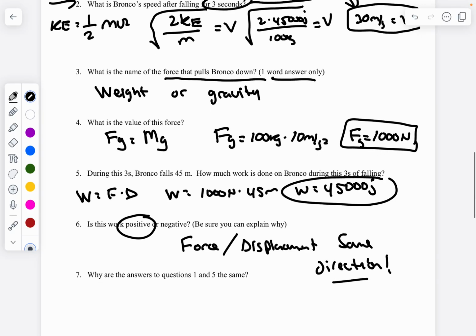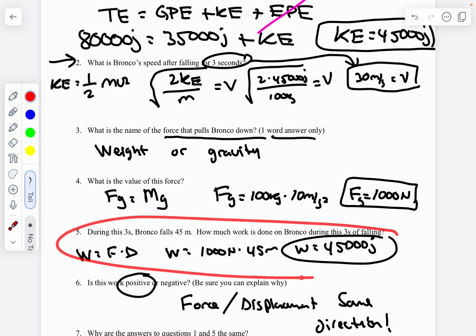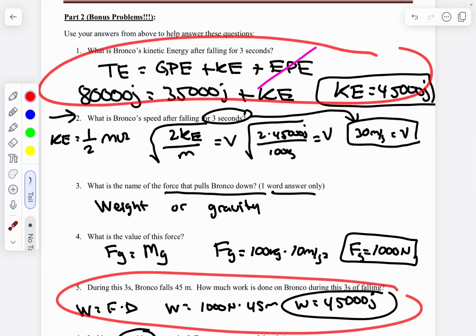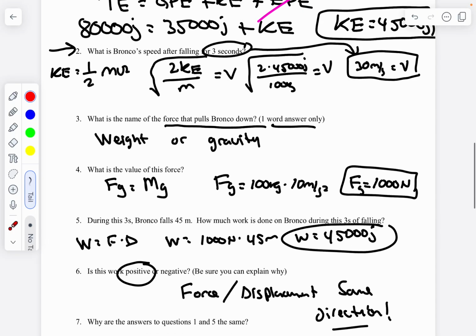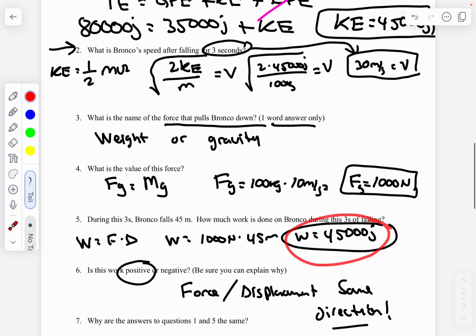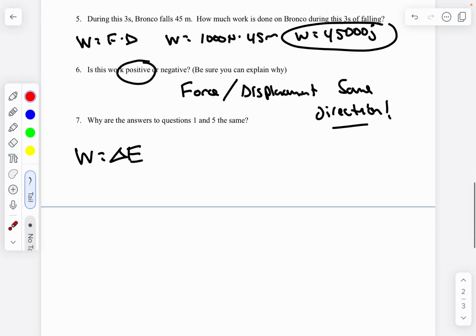Okay, and then question number 7, lastly, why are the answers to 1 and 5 the same? So why is the work done 45,000 joules, and why is the kinetic energy at that point 45,000 joules? Because remember, work is change in energy, right? Work is how much the energy changes of the object. So gravity does the work, right? Gravity does 45,000 joules of work, which means the jumper gains 45,000 joules of kinetic energy, right? Work is change in energy. The work done on the object is the energy that the object gains.